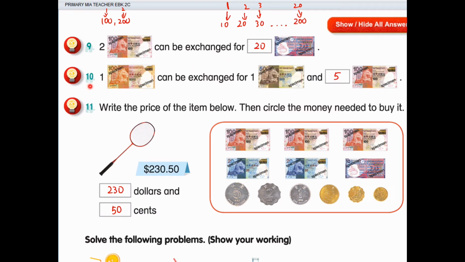And for question number 10, one $1,000 note can be exchanged for one $500 note, and how many $100 notes? So once again we do the skip counting.